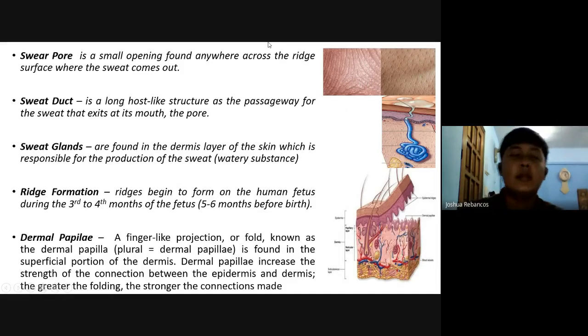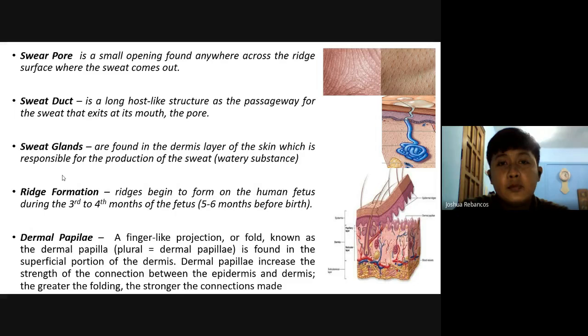And we have the sweat duct. Itong sweat duct, kung mayroong sweat pores, mayroon ding sweat duct. Yan ang pinakaugat niya o yung passageway ng ating mga sweat na nanggagaling naman dito sa ating sweat glands, okay, that are found in the dermis layer of the skin, which is responsible for the production of sweat or the watery substance. Ito yung sweat glands. Kung hindi ako nagkakamali, ito yung ating eccrine gland. Basta nasa dermis layer. Ano ba yung mas malalim, epidermis ba o dermis? Of course, the dermis. Epidermis yung outer layer.